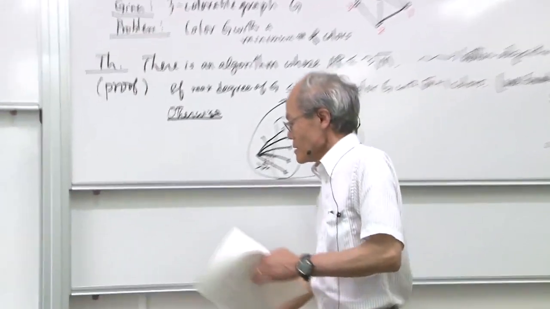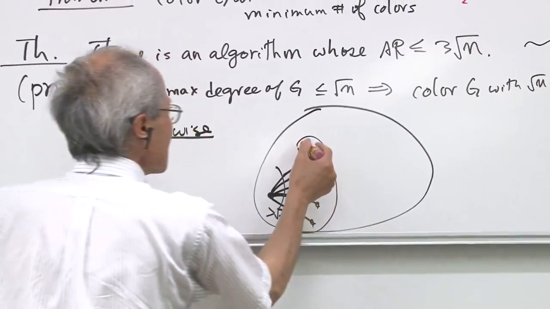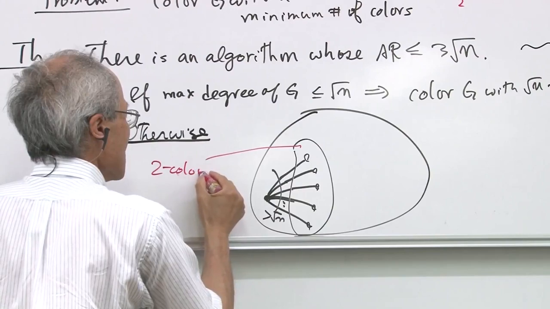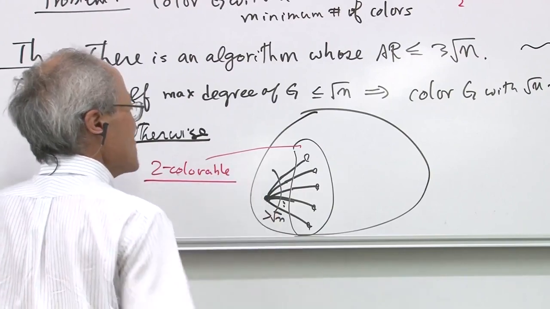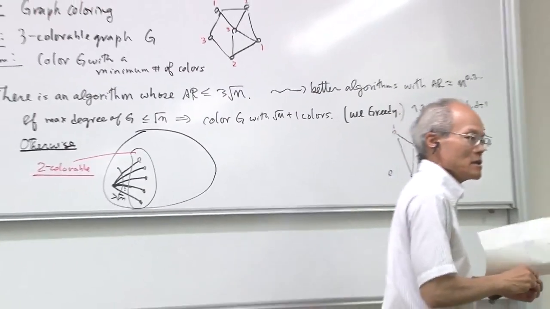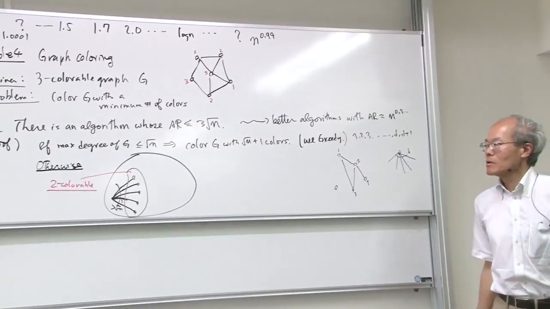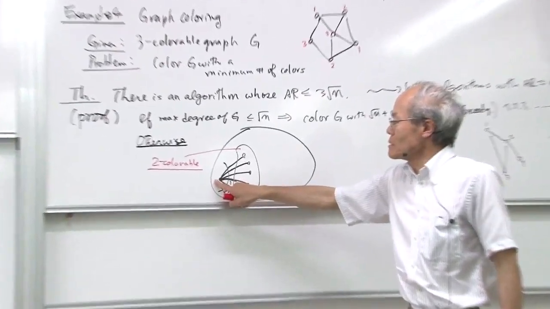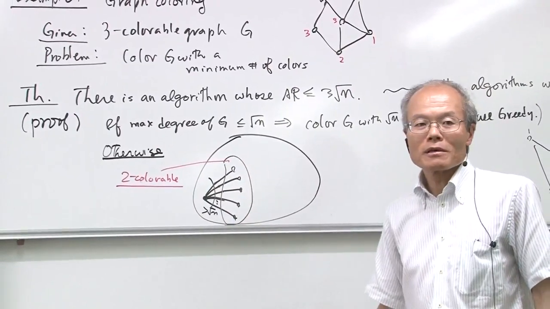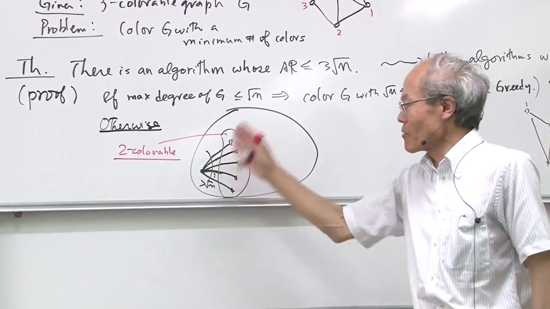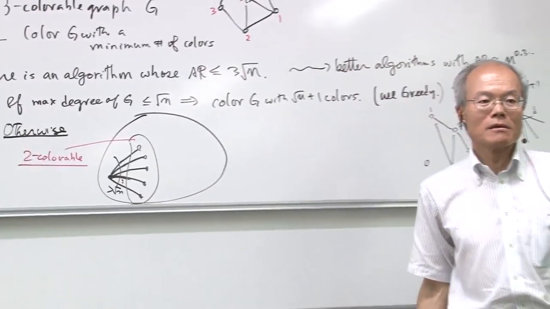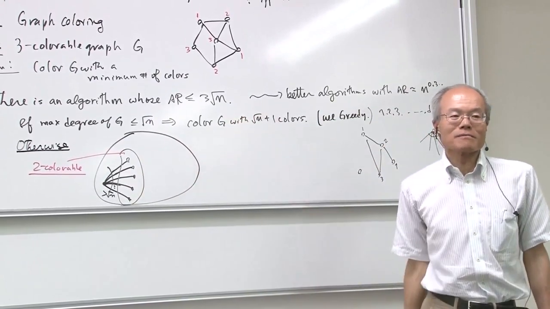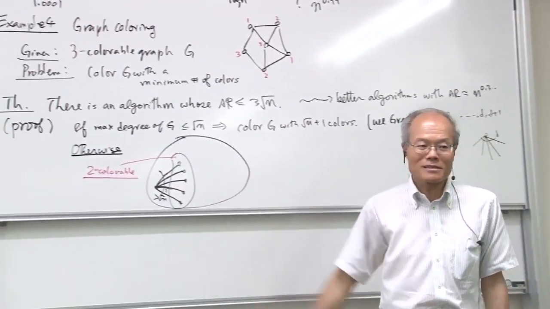Then, of course, this is two colorable. Why? Because you have a guarantee that the whole graph is three colorable. If you use some color for this vertex, then all those neighbors should be colored with two colors, right? Because the whole thing is three colorable. We have a guarantee. Then just find some two coloring of these vertices.